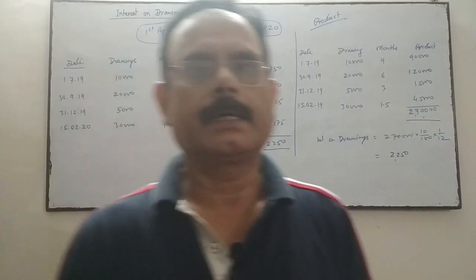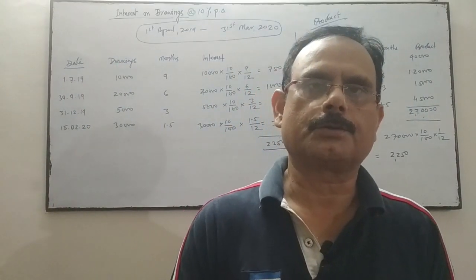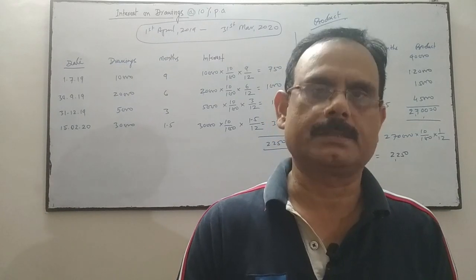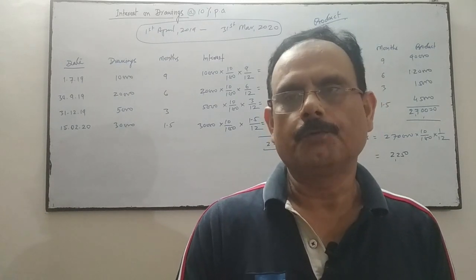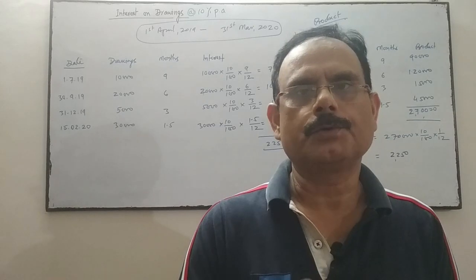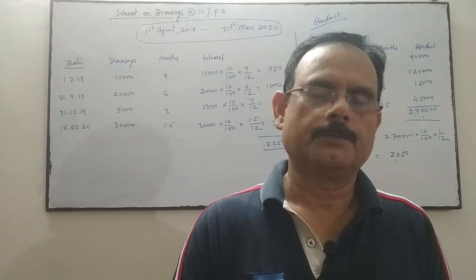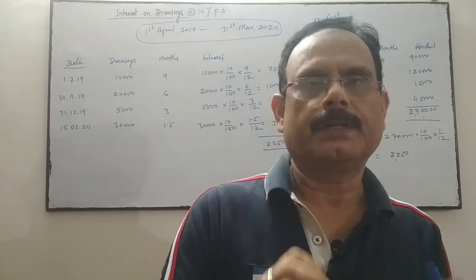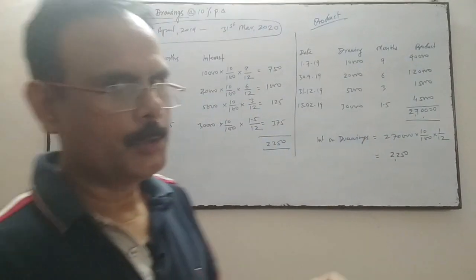The next topic is calculation of interest on drawing when the amount is withdrawn randomly from the business by the partner. No fixed date. The amount withdrawn by the partner for his personal use randomly throughout the year. For instance, I'm giving you one example.